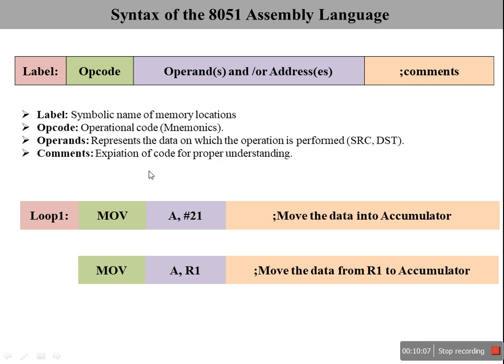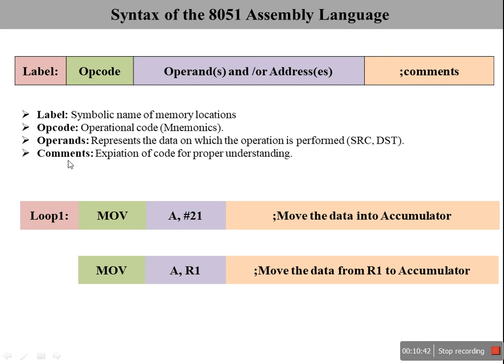Okay, then what I say here is move, M-O-V-E. Move is a mnemonic here, whereas loop one is a label, which is an address for a looping, or an address for a particular memory. Say this is a label attached to a particular memory location. Then operands represent the data on which the operation is performed, a source and a destination. These operands may be a direct register or an address or addresses. Comments are an explanation of the code for proper understanding.